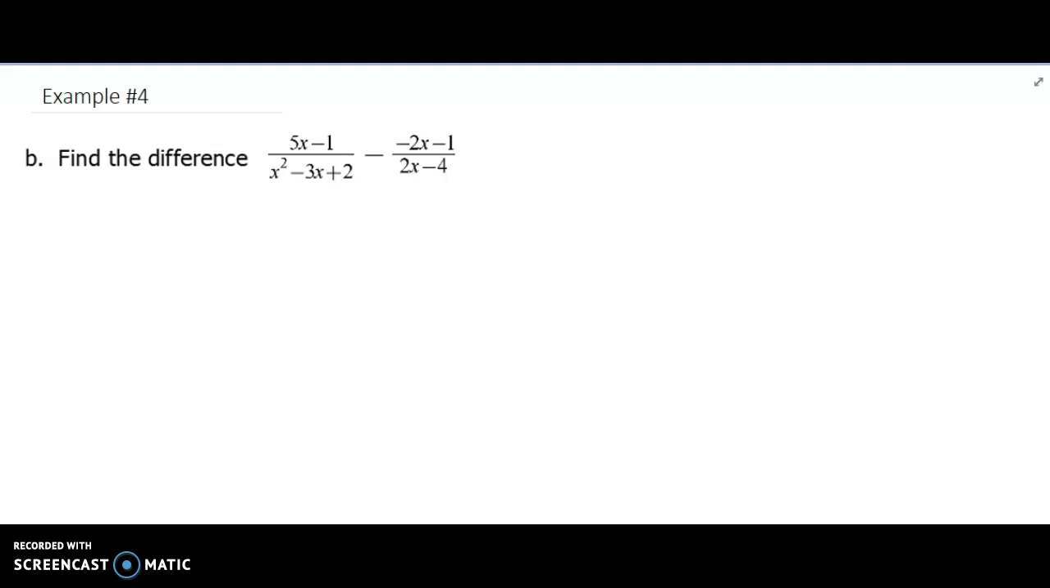All right, let's do part B in example 4. Now, if you want to brave it out and try this one on your own, go for it. Go ahead and pause this and then we'll go over it. If you're not quite there yet, that's okay, and we will do this together.